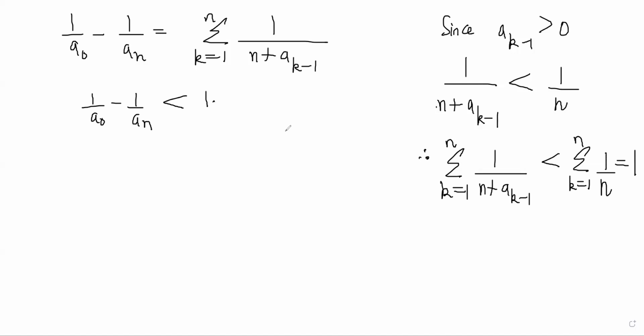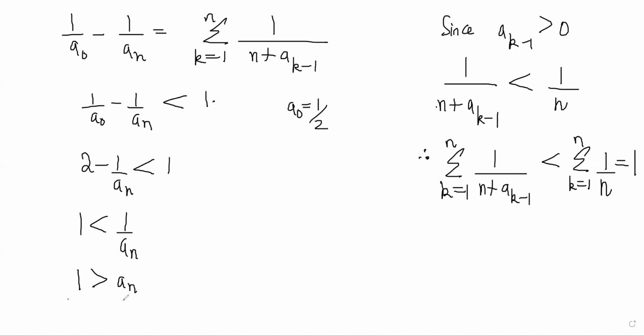And a0 was equal to half. So 1 by a0 is 2, minus 1 by an is less than 1. So 1 is less than 1 by an. Taking reciprocals, you get 1 is greater than an. So we have proved one part of the statement, that an is less than 1. So this part of the problem is already done.